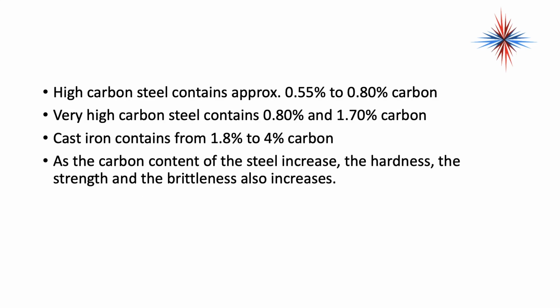High carbon steel goes much higher, from 0.55 to 0.80, and very high carbon steel is 0.80 to 1.7% carbon. Cast iron contains between 1.8 and 4% carbon. As the carbon content of the steel increases, the hardness, the strength, and the brittleness also increase. In other words, it gets harder, it gets stronger, but it's also brittle.